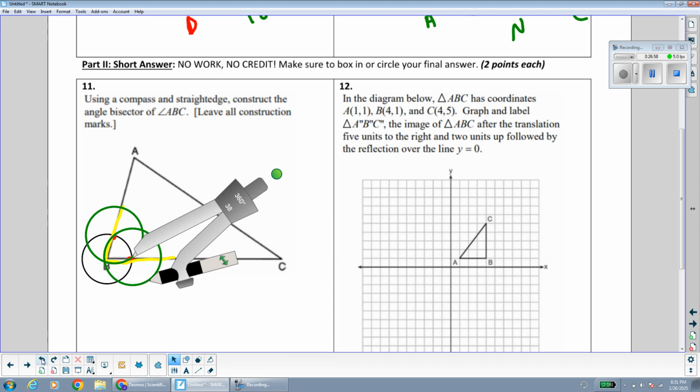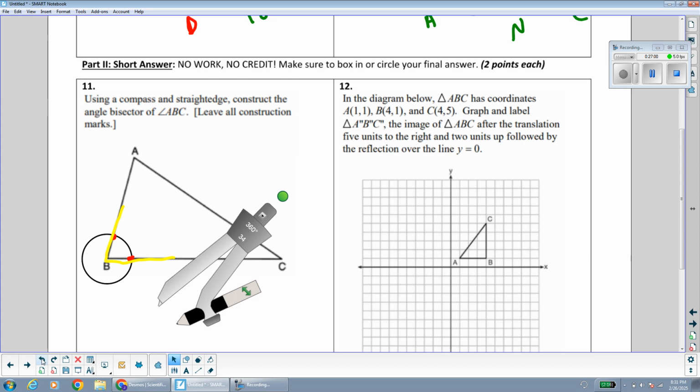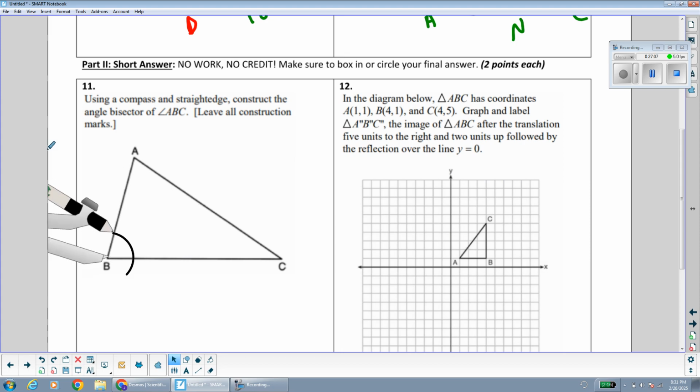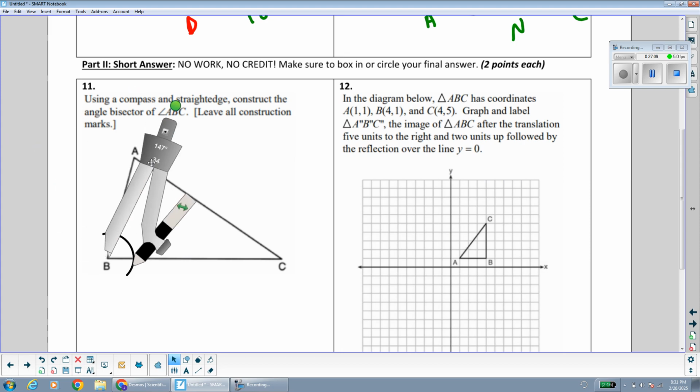I'm going to show a less messy version now. We don't need to use all these circles. I'm going to do it faster. Just make arcs. There we go.